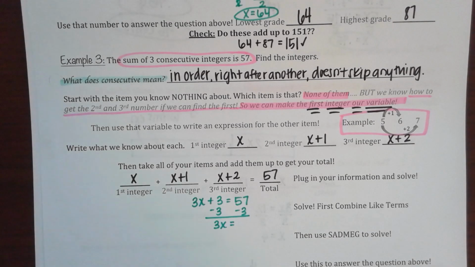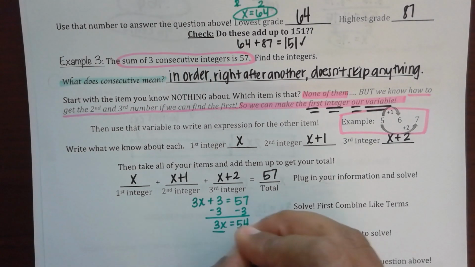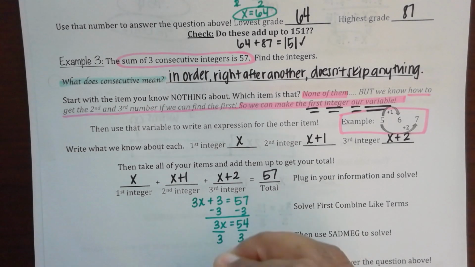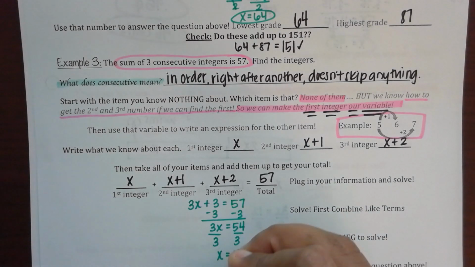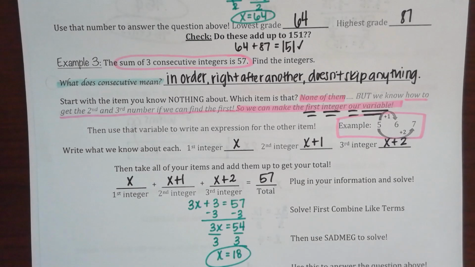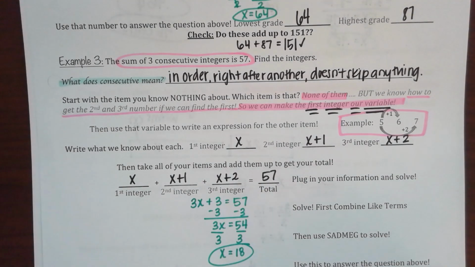Get that typed in, please, and thank you. What'd y'all get? 54. What do I do from there? Divide by 3 on both sides. What's being brought down? X equals. Type in 54 divided by 3, please, and thank you. What'd y'all get? 18. So, what does this represent? The first integer, which is what? 18. How do I find the second one? 18 plus 1.